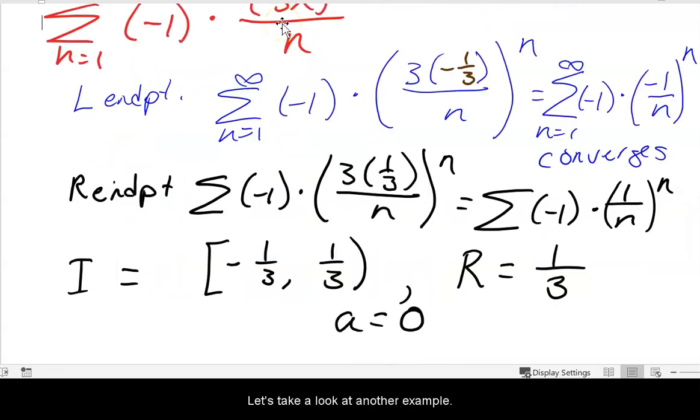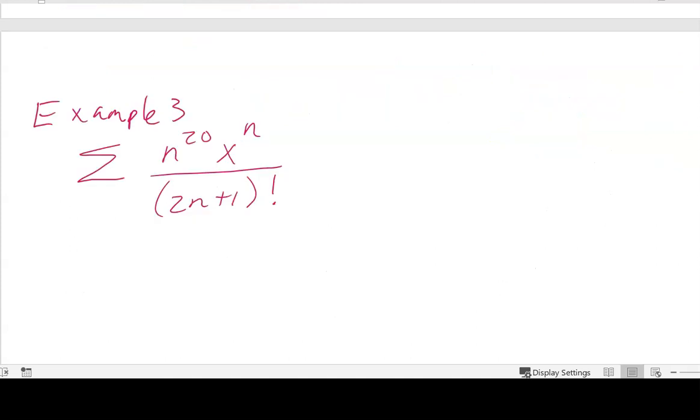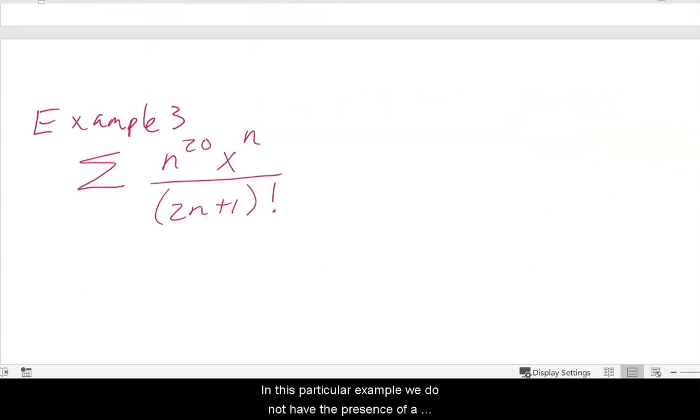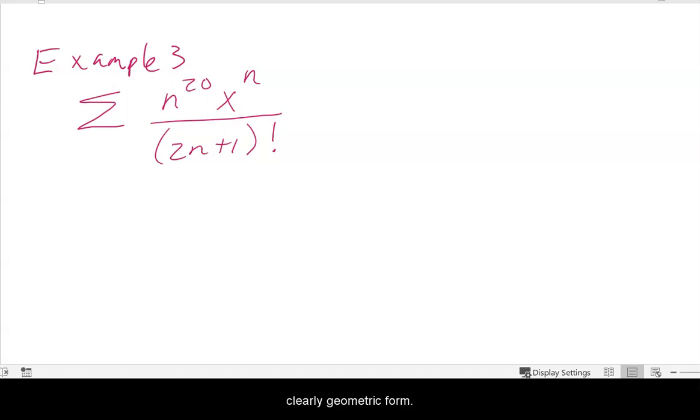Let's take a look at another example. In this particular example, we do not have the presence of a clearly geometric form. We will not be able to get that because of the factorial. In order to determine whether or not we can use the idea of a power series, which it clearly must be since we have the variable x involved raised to a power corresponding to the index of summation, we will need to use the ratio test. So first we will use the ratio test to determine where it will converge.